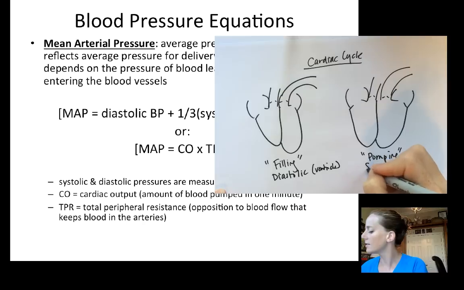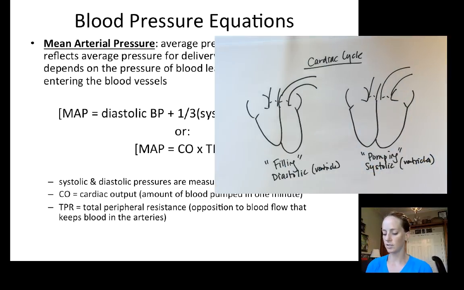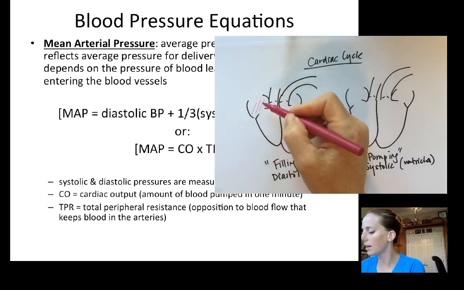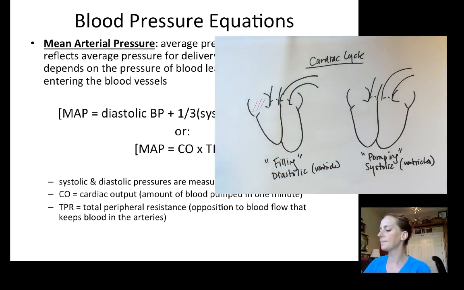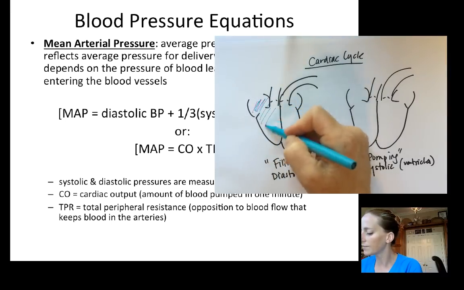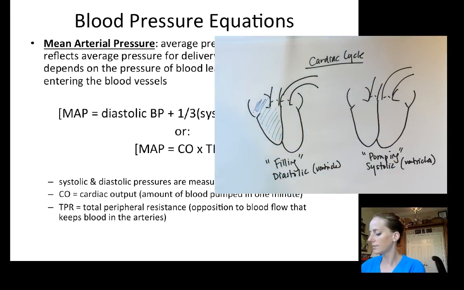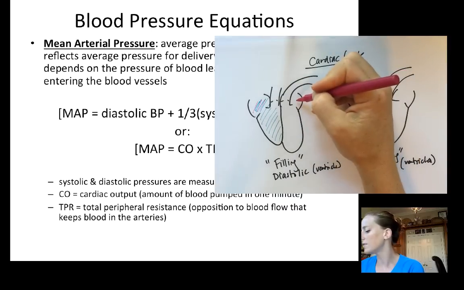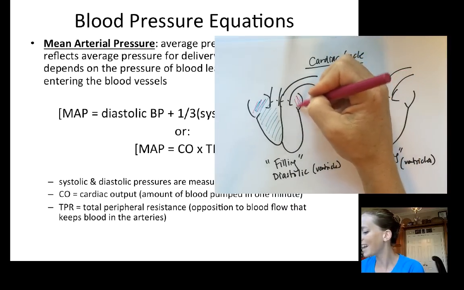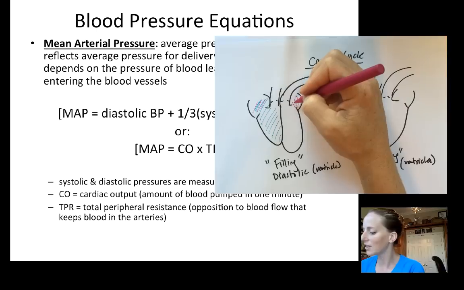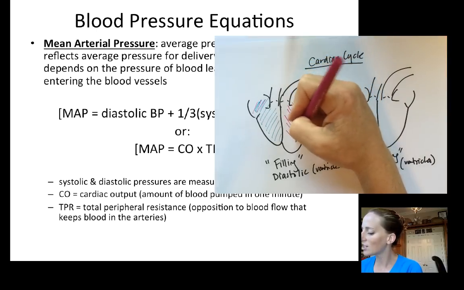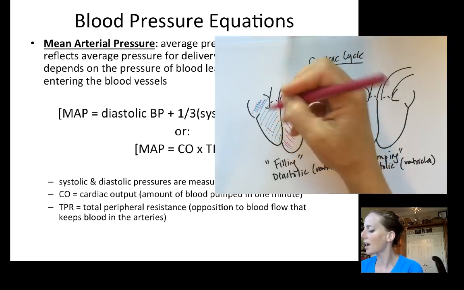And the pumping events are the systolic events. Remember, that's systolic of the ventricles. So what we had last time, just to review the cardiac cycle, we initially started out as blood filling the heart, and deoxygenated blood is filling the right side, oxygenated blood is filling the left side.